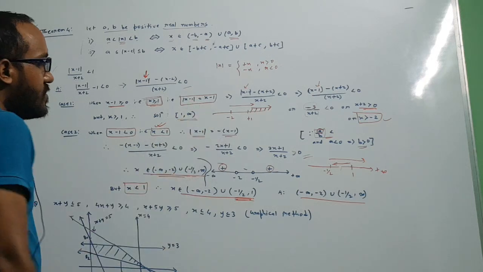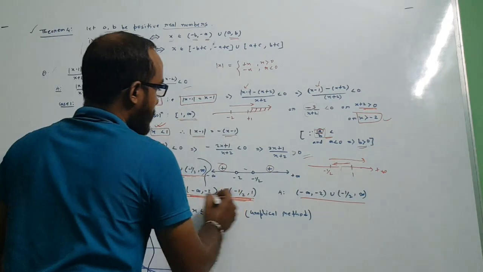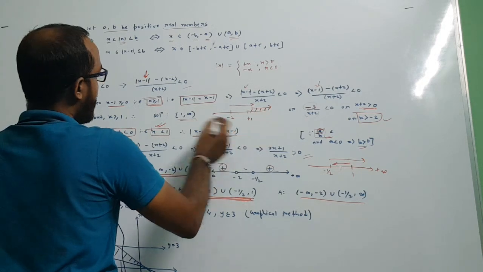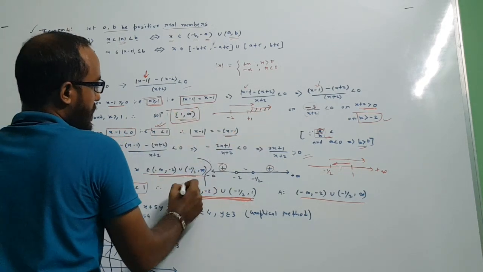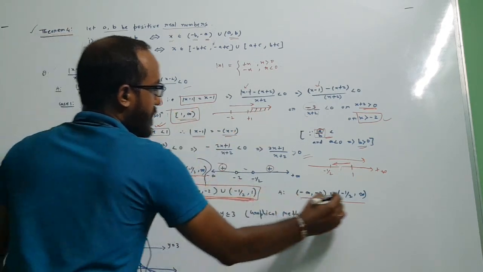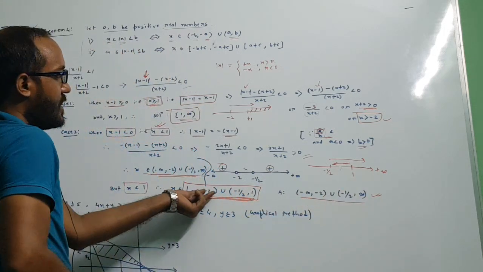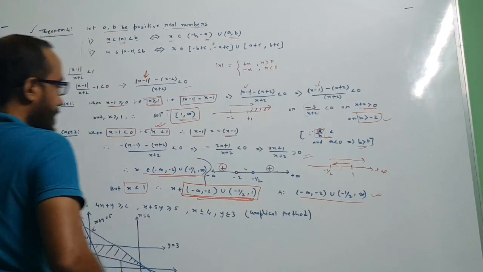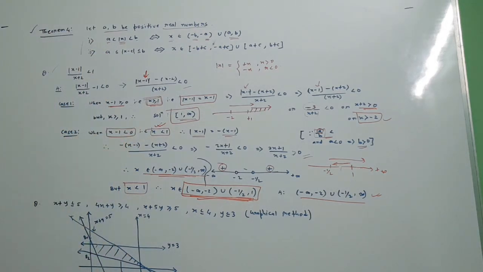So combine the two things, this solution and the other solution. Combine the two solutions and you will get the final answer: minus infinity to minus 2, and minus half to infinity is the common solution.